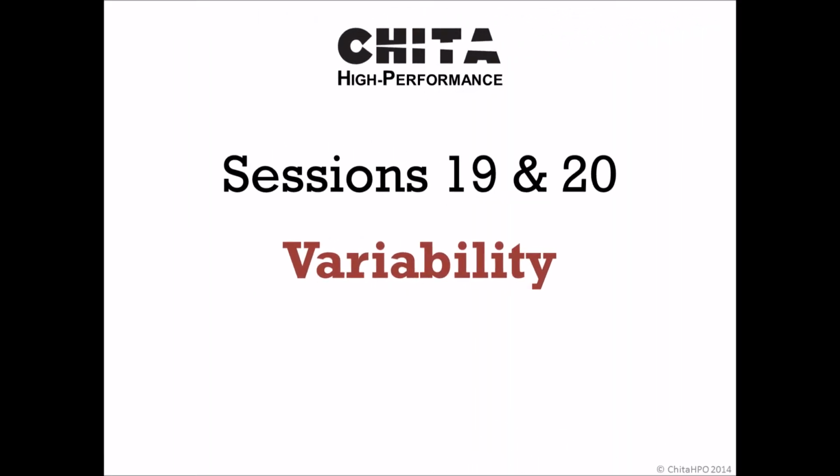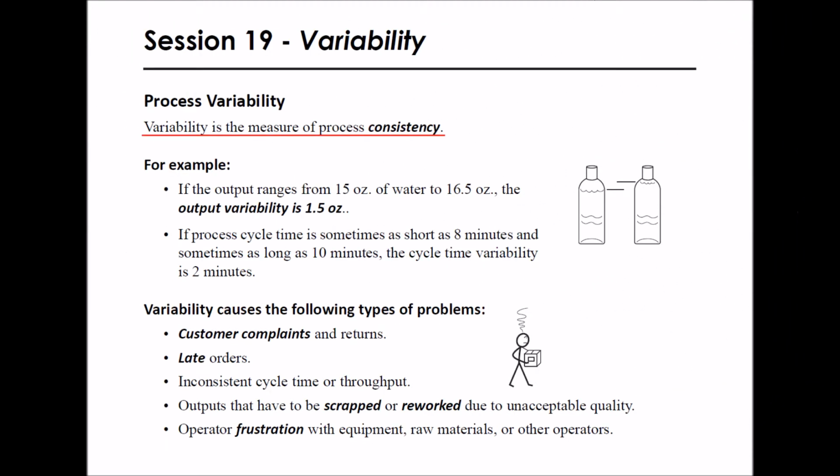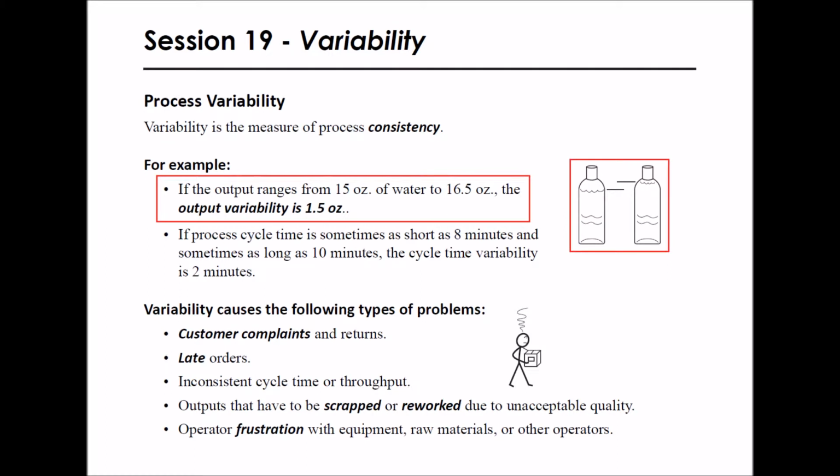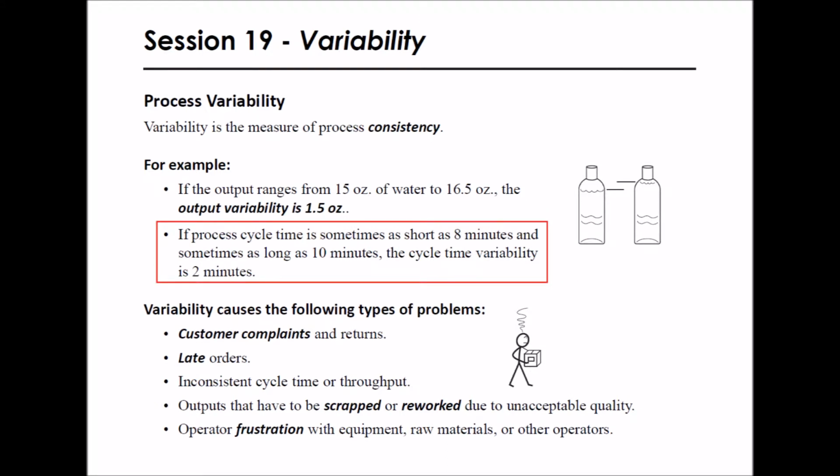Sessions 19 and 20, Variability. Variability is the measure of process consistency. For example, if the output ranges from 15 ounces of water to 16.5 ounces, the output variability is 1.5 ounces. If process cycle time is sometimes as short as 8 minutes and sometimes as long as 10 minutes, the cycle time variability is 2 minutes.